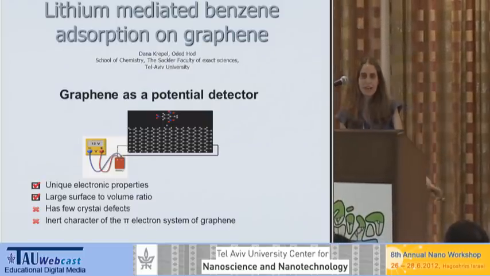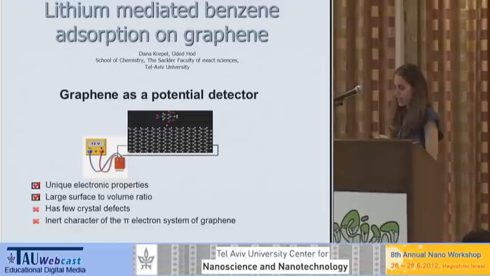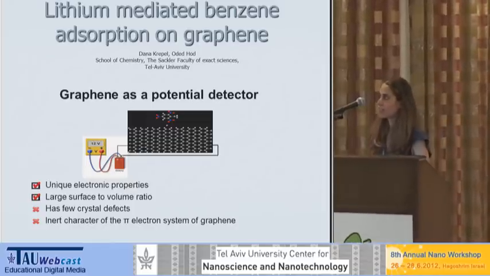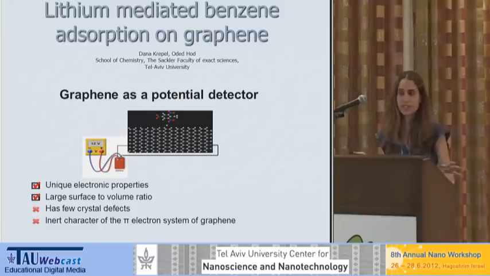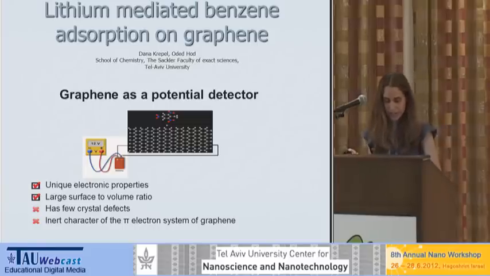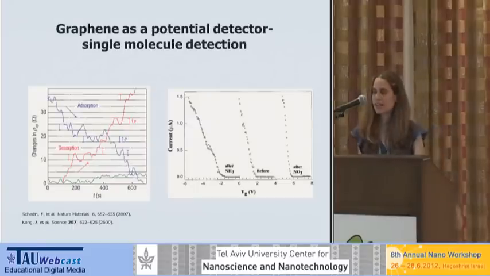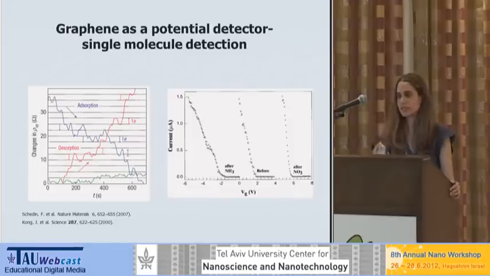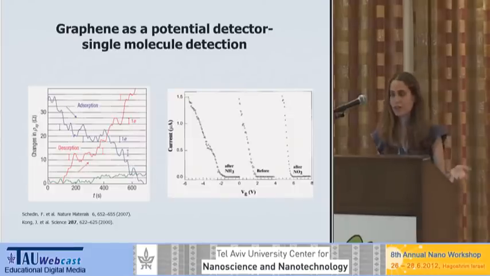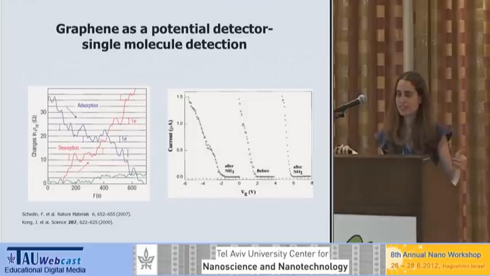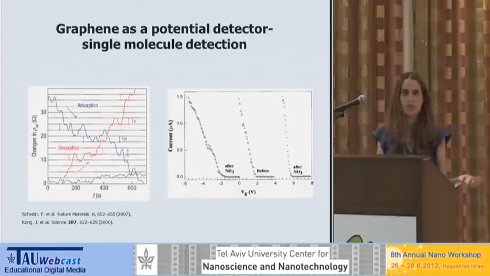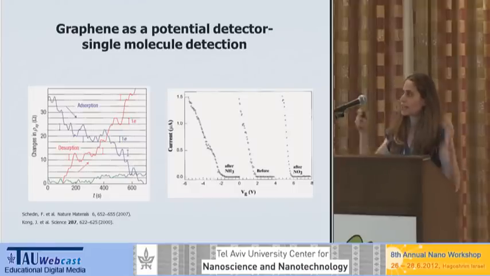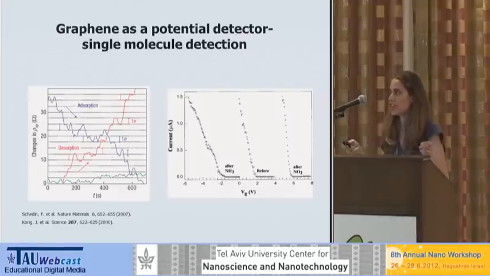Hi, my name is Dana Kreppel. I'm a PhD student of Obed Hod. What we're looking at is graphene's capabilities as a potential chemical detector. For those of you who know graphene, pristine graphene is chemically inert. The operational principle is based on the changes in the electrical conductivity due to the adsorption of all types of gas molecules, which serve as either donors or acceptors. It was recently shown that the adsorption or desorption process behaves in a step-like manner. And this suggests that graphene has the capability of detecting single molecules.